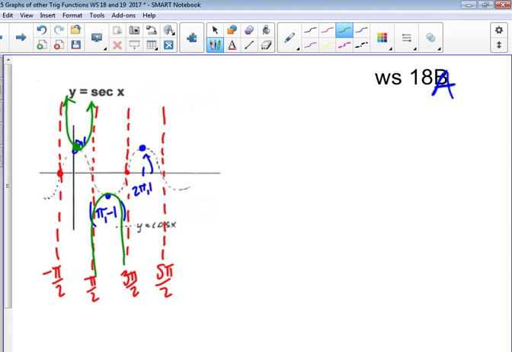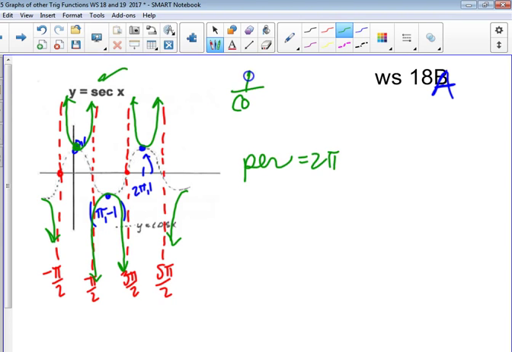And here, it shouldn't be touching those asymptotes. I'm doing a crummy job of drawing it. It has a relative maximum at pi, -1 and a relative minimum, etc. What's the period? Still 2 pi because it's just the reciprocal of cosine. Everybody okay?